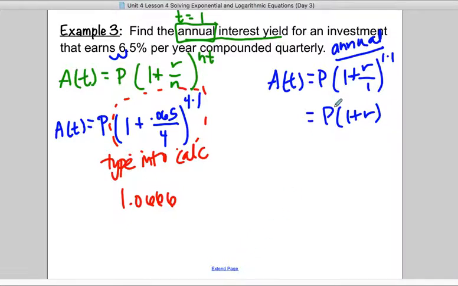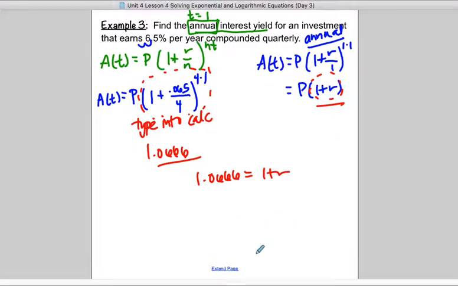And now we're going to take this part and compare them. This is the annual versus the quarterly. So if you were to compare it, 1.0666 equals 1 plus R, and you solve for R, R would be 0.0666. So what this tells me is if I was going to have an account, the annual interest yield, how much I get for the entire year, if it was only going to be compounded once, would be 6.66%.